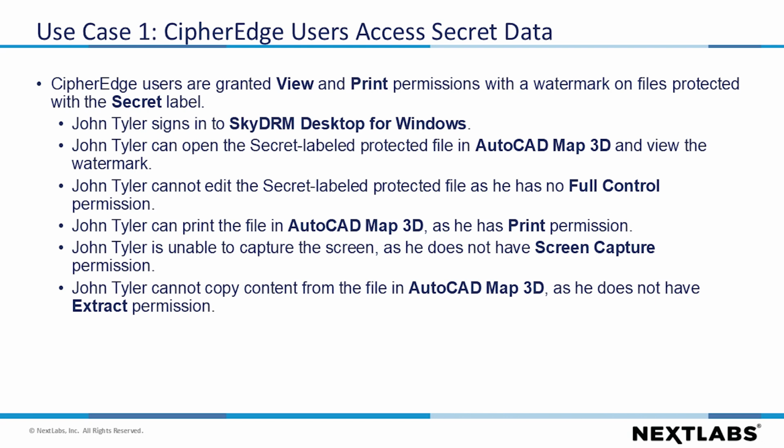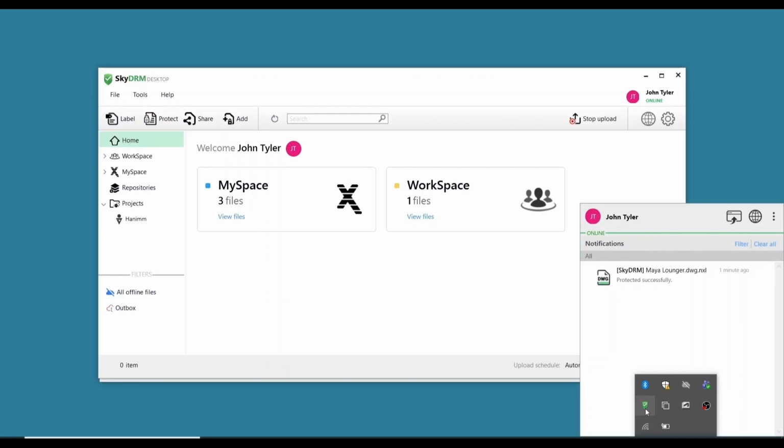John Tyler can print the file in AutoCAD Map 3D, as he has print permission. John Tyler is unable to capture the screen, as he does not have screen capture permission. John Tyler cannot copy content from the file in AutoCAD Map 3D, as he does not have extract permission. I prepared several protected files for this demonstration.